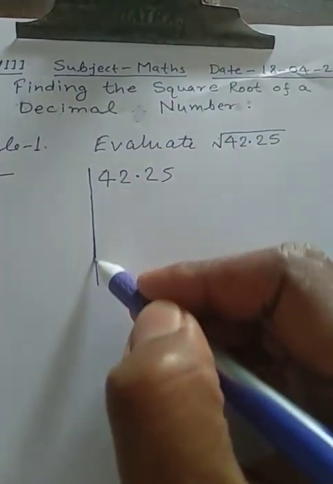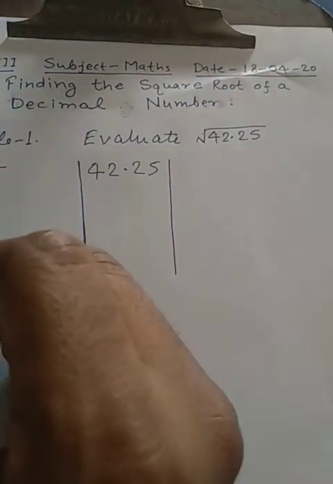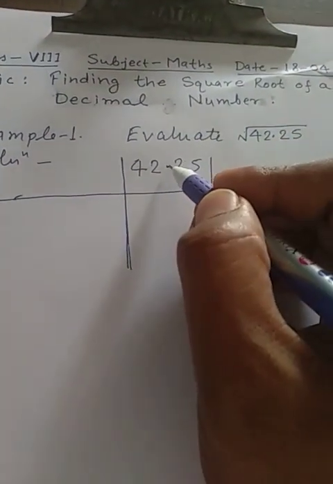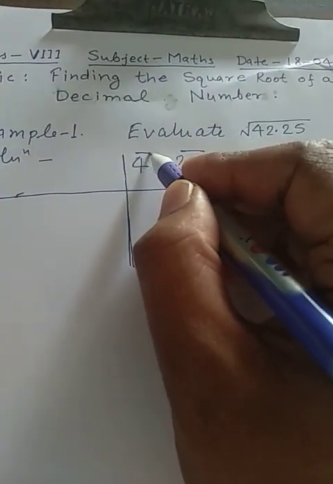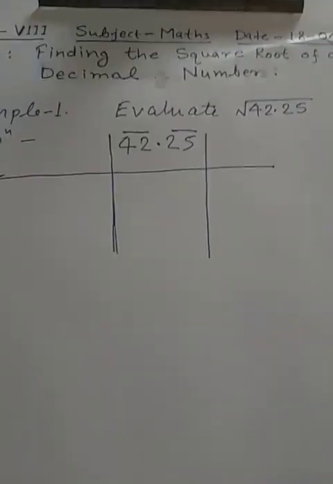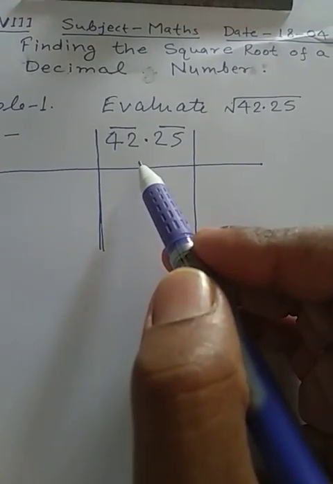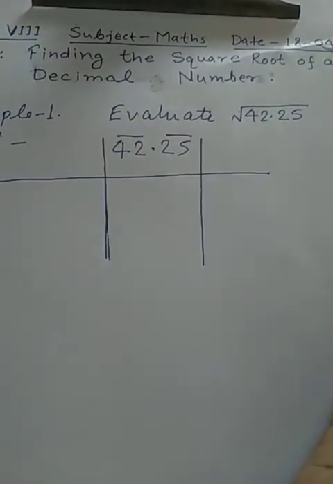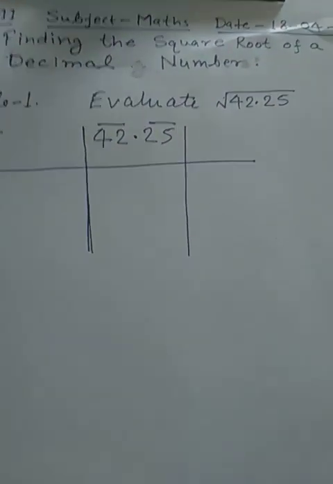Like the long division method, we have to draw the line like that, and pair up the digits in the decimal part first and then in the whole part. This is called the decimal part, after the decimal, and this is called the whole part. We have to pair up the digits in the decimal part and in the whole part separately.